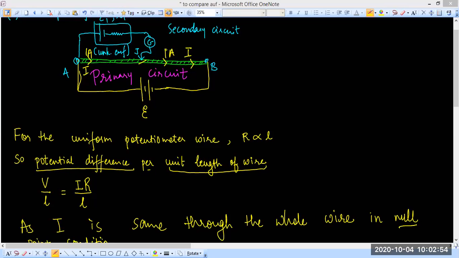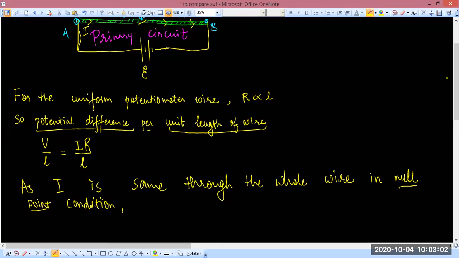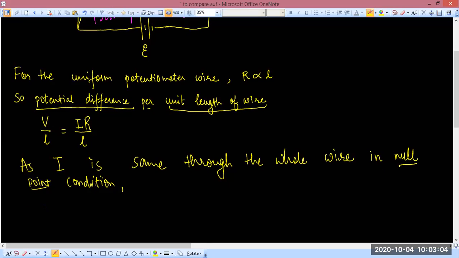Okay, so I'm saying that as I is the same through the whole wire in the null point condition, we are also going to have V proportional to L. How does this happen? Think about it. I is the same everywhere. The resistance does not change; for a particular wire, its resistance is constant. L, the total length of the wire, is also fixed, right?